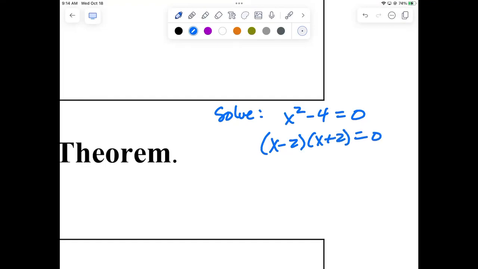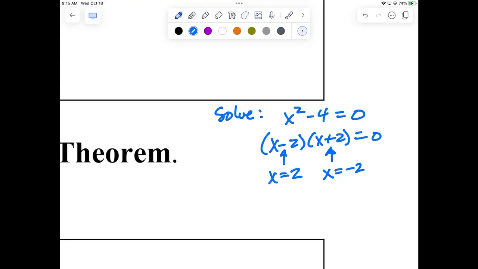Remember I said we're at the point now in honors where we don't have to physically set each of those factors equal to 0. You should be able just to look at the respective factor and tell me what the root is, right? So if x minus 2 is the factor, what's the solution to this root? Positive 2. If x plus 2 is the factor, what's the solution of the root that corresponds to it? Negative 2.